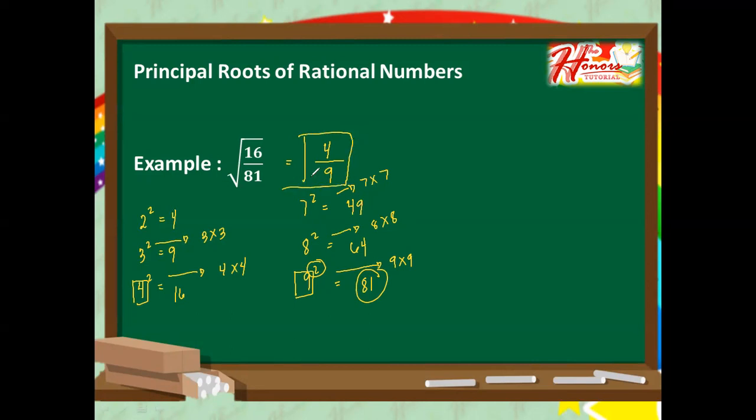It's 4 over 9. So again, in solving principal roots of rational numbers in the form of a fraction, please solve it separately. Have the numerator first and then solve for the denominator. And then don't forget that you will only get the base, not the exponent. So that's it for this example. Let's have another.